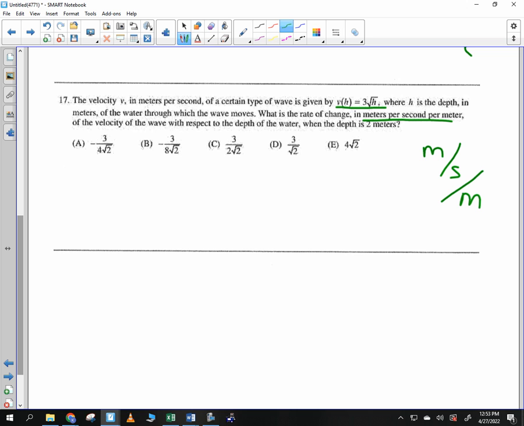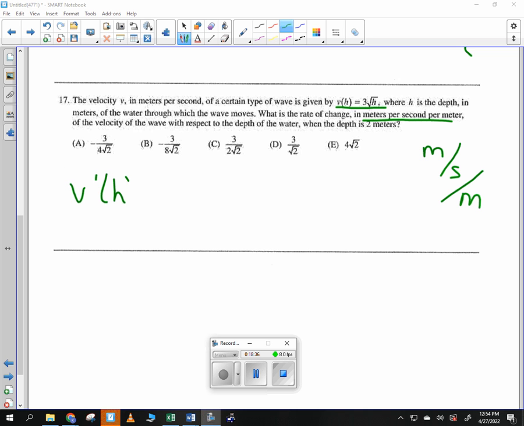So here we go. All right, so let's take the derivative. V prime of h is equal to 3 over 2 root h. And we're going to go ahead and plug in 2. And so you get 3 over 2 root 2.